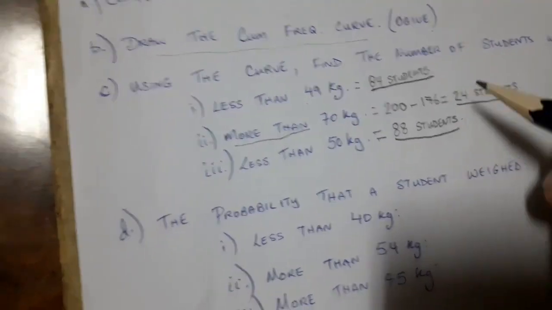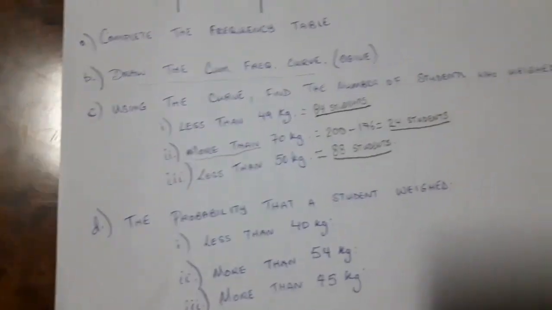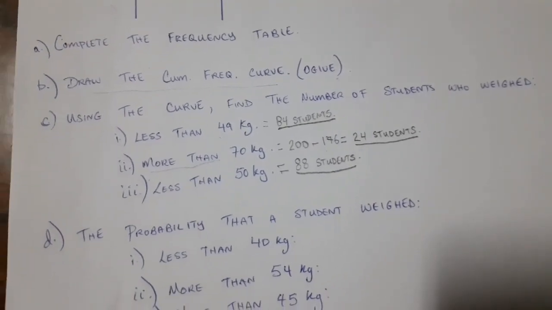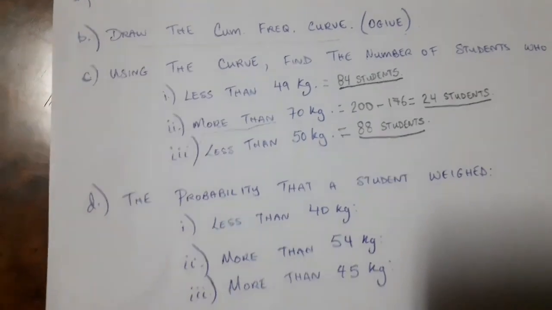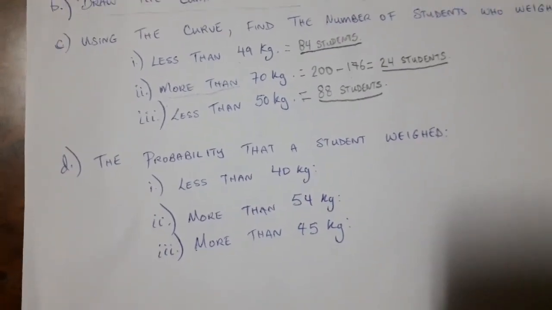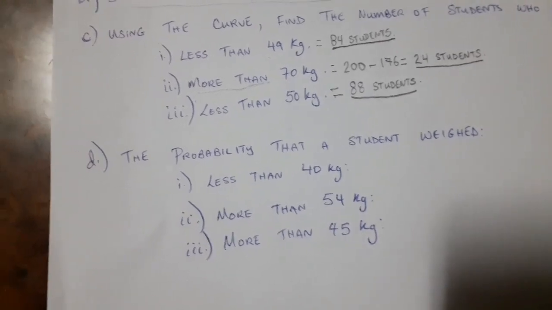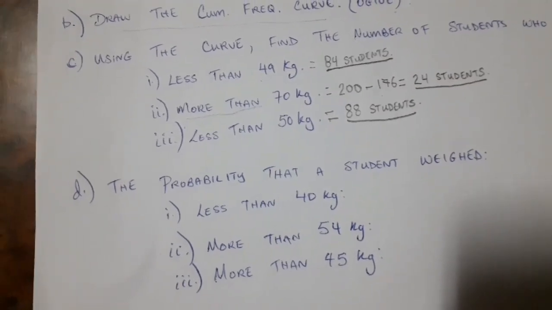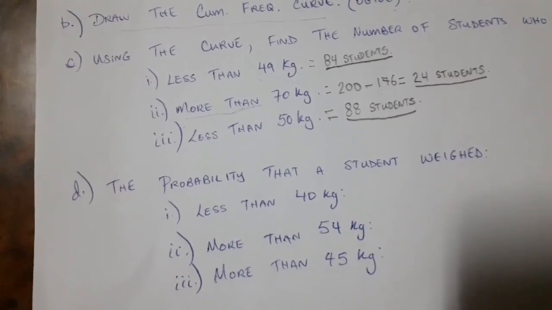And that answers the first section. Using the curve, find the number of students who weighed. The three questions have been answered. For probability, I'll be doing it right now. They are somewhat the same thing, except that remember that we write it as a fraction, and that is what we reduce and gives us our answer.